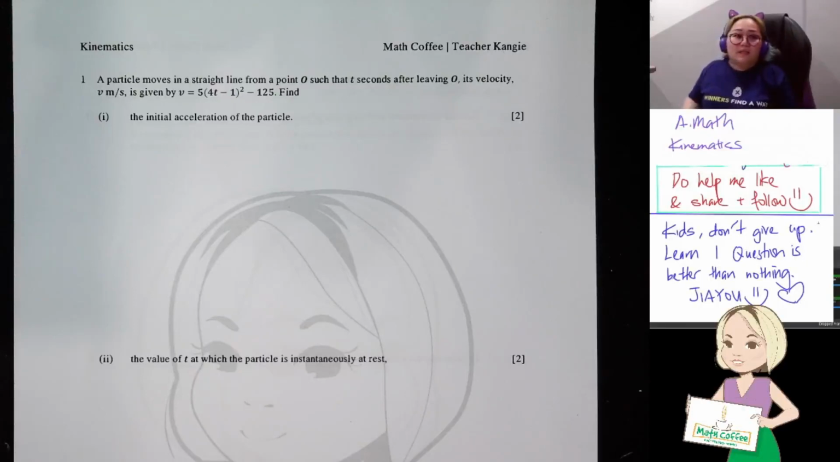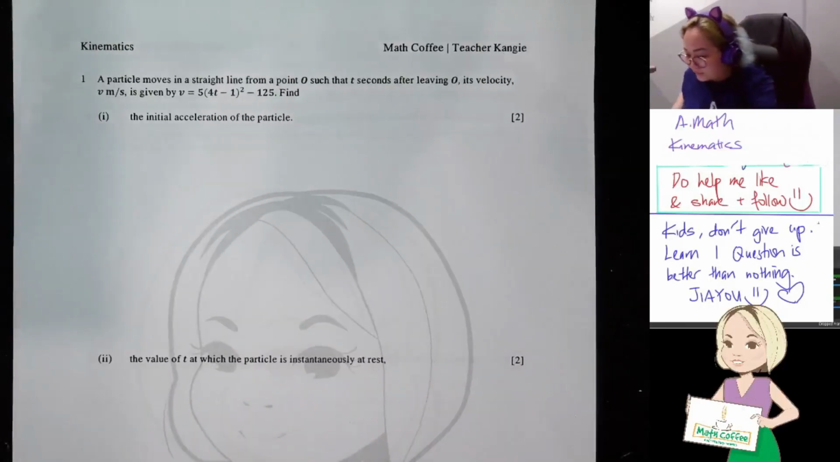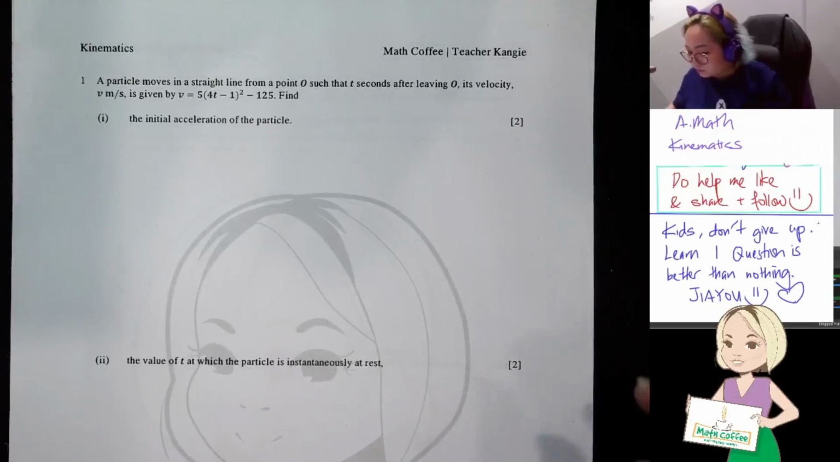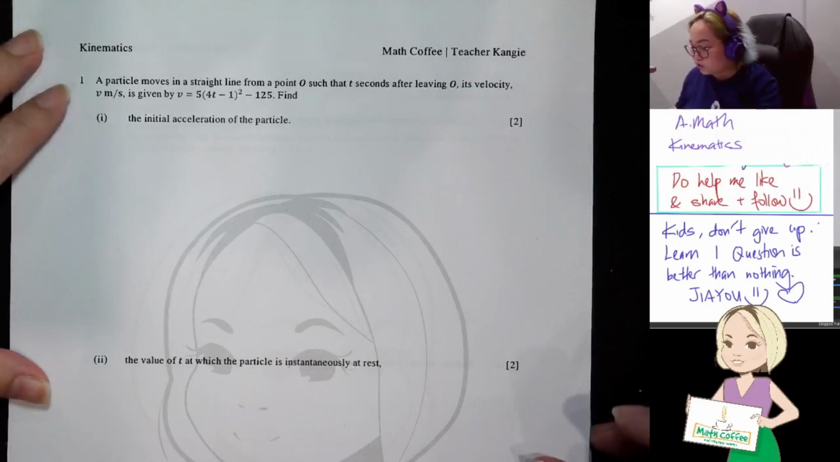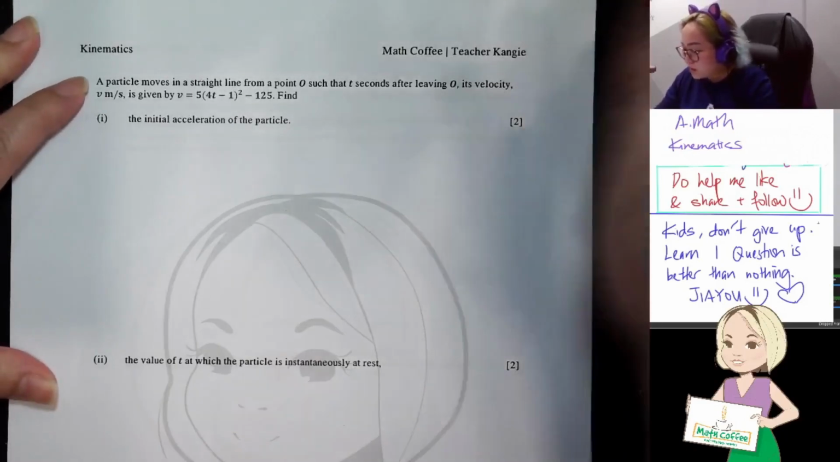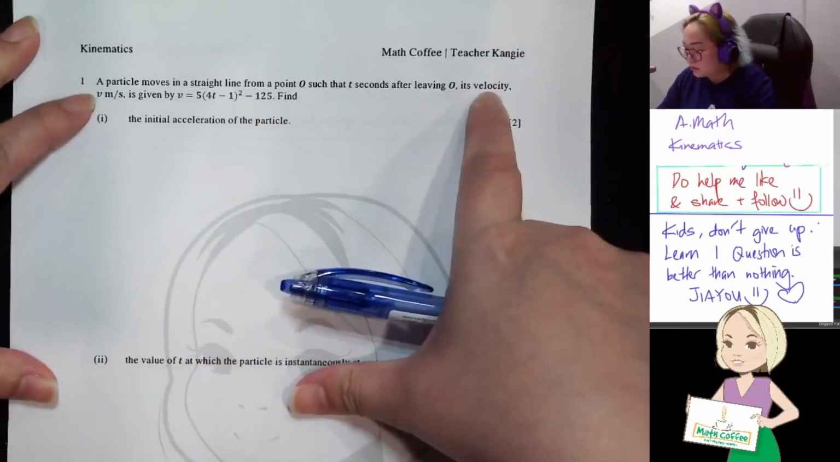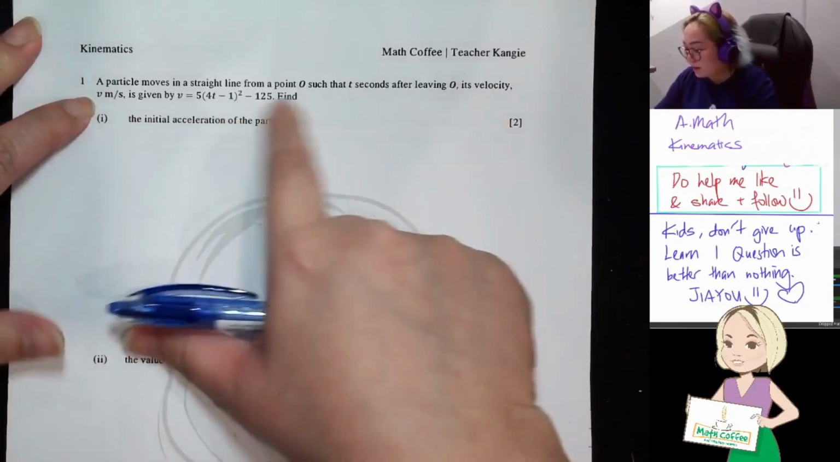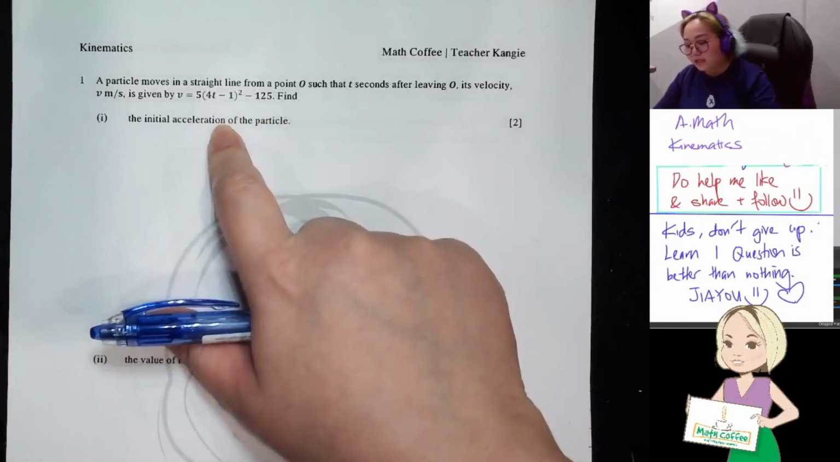Okay, so let's start. Let's start kinematics. Okay, so over here, a particle moves in a straight line from a point O such that t seconds after leaving O, its velocity v is given by blah blah blah. So find the initial acceleration of the particle.